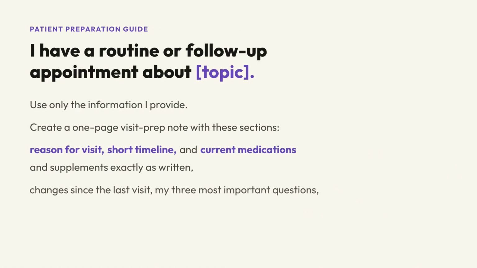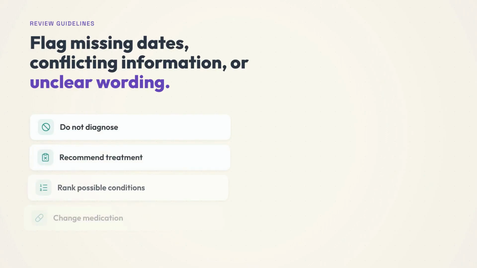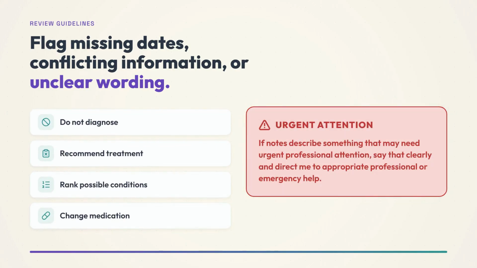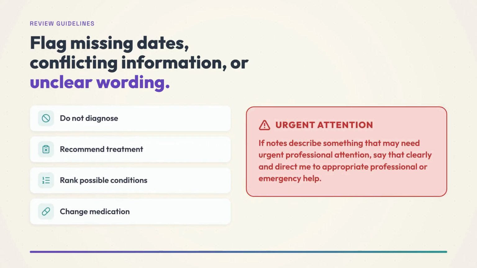Create a one-page visit prep note with these sections: reason for visit, short timeline, current medications and supplements exactly as written, changes since the last visit, my 3 most important questions, and details to confirm with the clinician. Flag missing dates, conflicting information, or unclear wording. Do not diagnose, recommend treatment, rank possible conditions, or tell me to start, stop, or change medication.